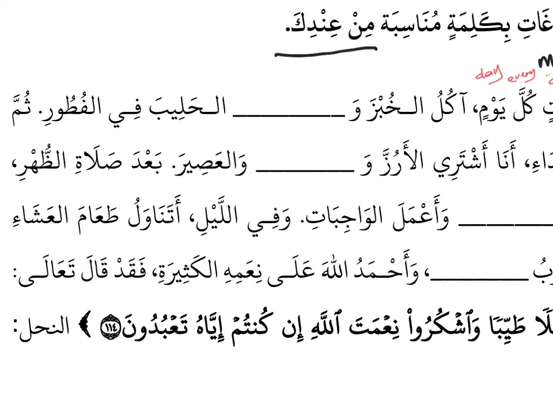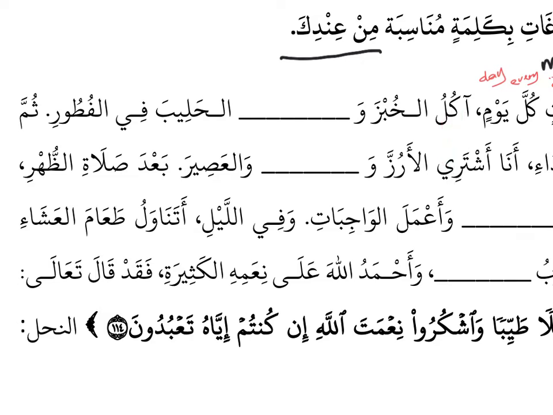The next sentence, akulu al-khubza. Akulu, this alif, this is to say I, and akulu is I eat. What do I eat? Al-khubz, bread. Akul al-khubza. Wa al-halib, and milk. Al-halib means milk. So for the word khubz, bread, you say I eat. For the halib, what do we say? We want to say I drink. What is the word for drink? To say I drink, this is the word ashrabu.